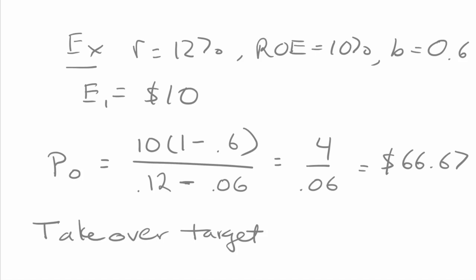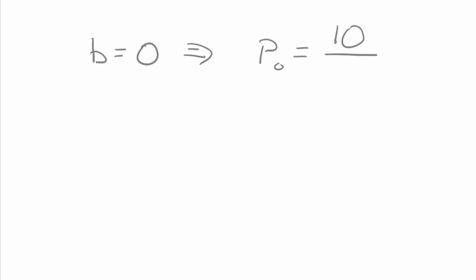Now, this company is what you might call a takeover target. Why? By lowering B, you can raise the stock price. So let's use the same numbers and set B equal to 0. Then P0 is just my earnings next year. The shareholders get all of the earnings divided by the discount rate. And that's $83.33.